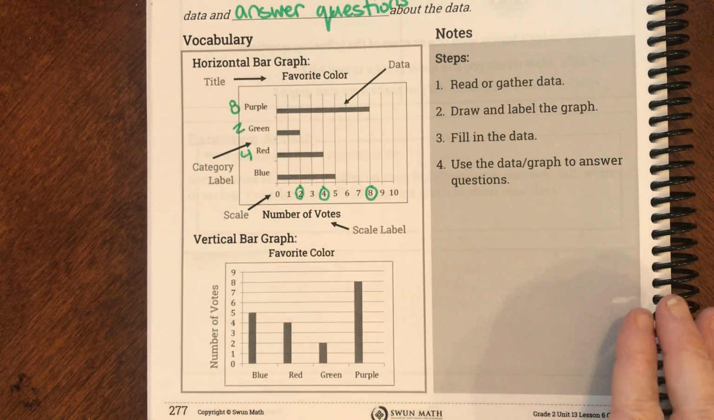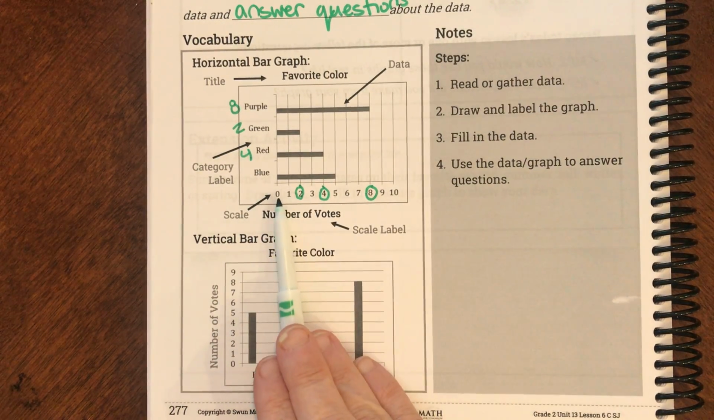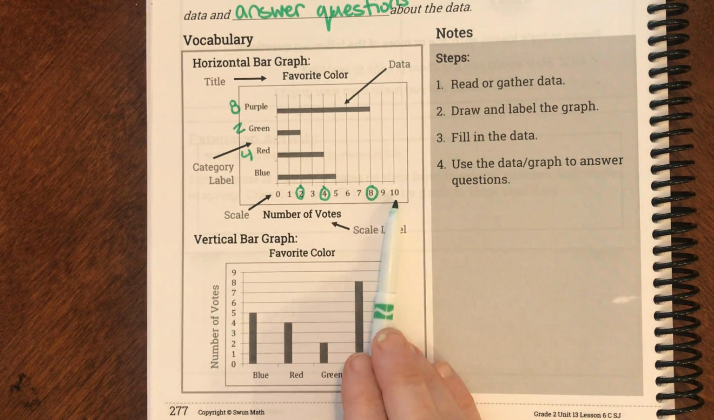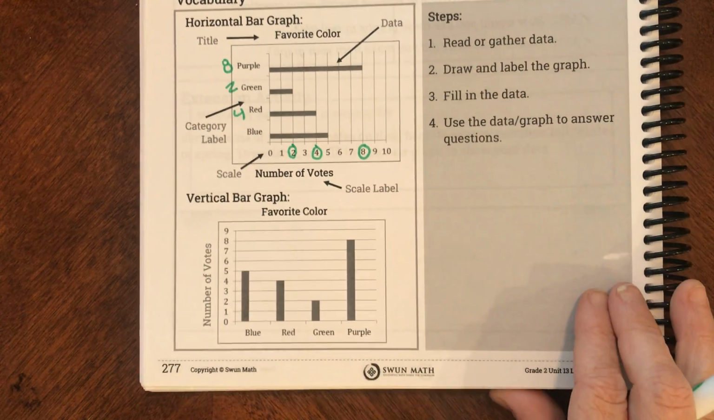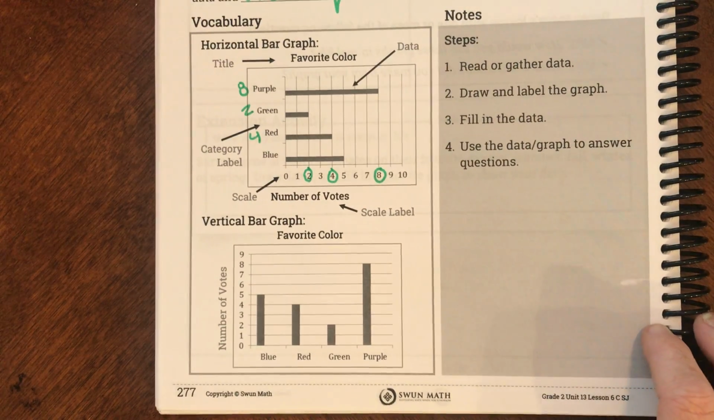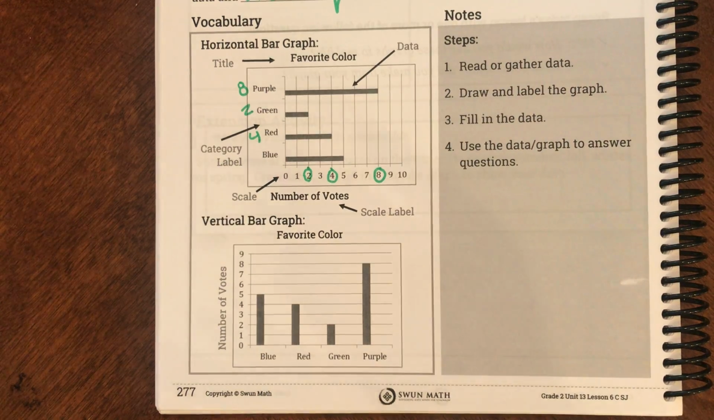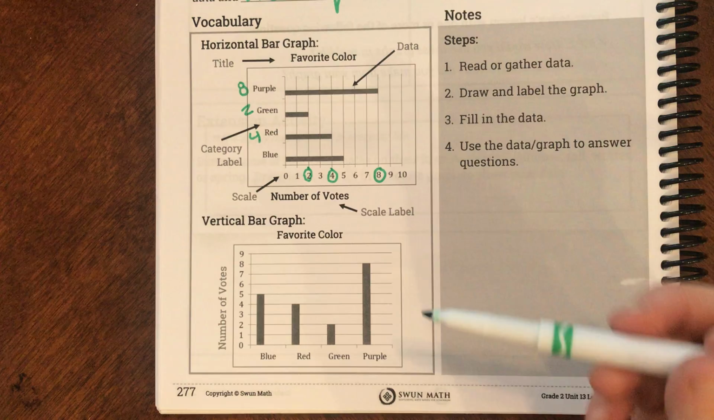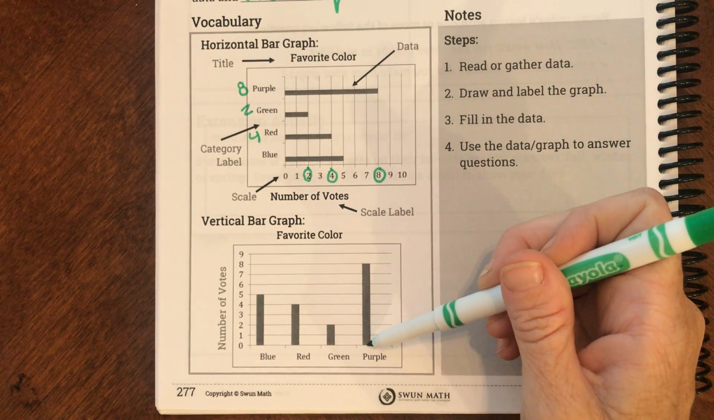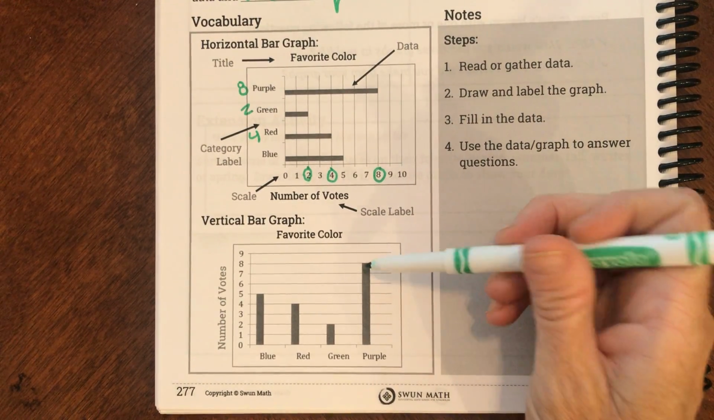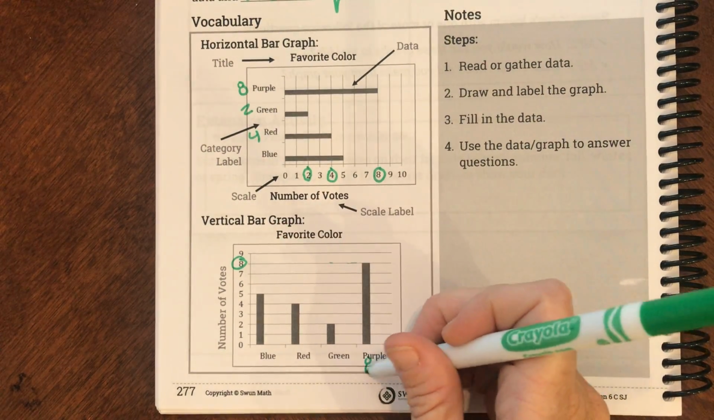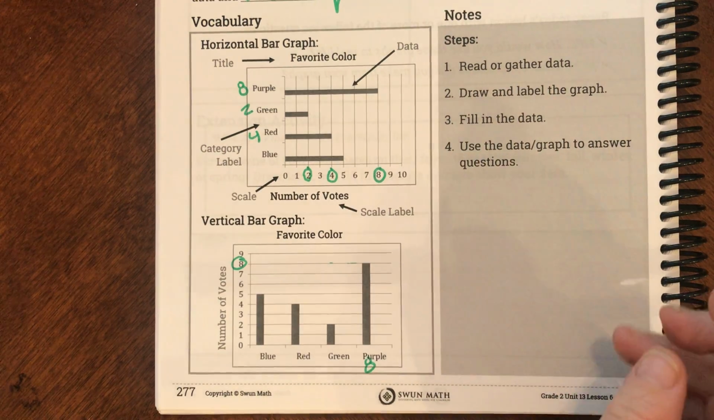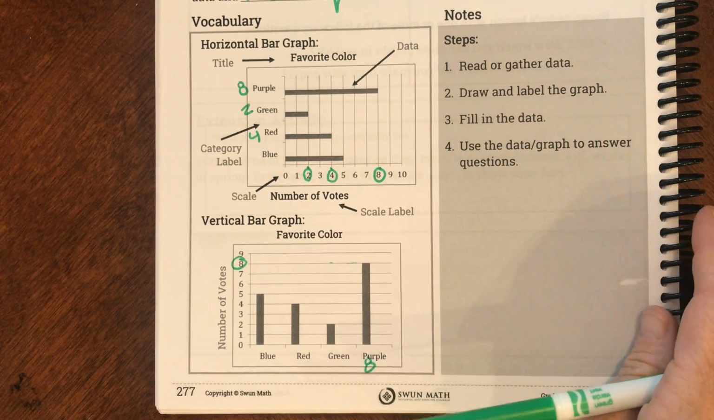Okay, and I'm not going to show the blue, but I want you to see the scale is counting by ones, and it's showing number of votes. The vertical graph looks different, but it's going to be showing something very similar, even the same information. So let's look at purple here. The bar is going up and down, but if I go up and then I look at what number is attached to it, it's an 8. So they're just showing the bars differently, but the information still is the same.